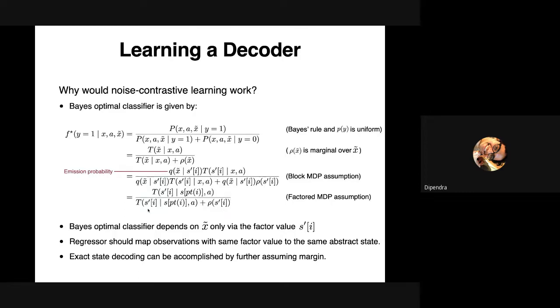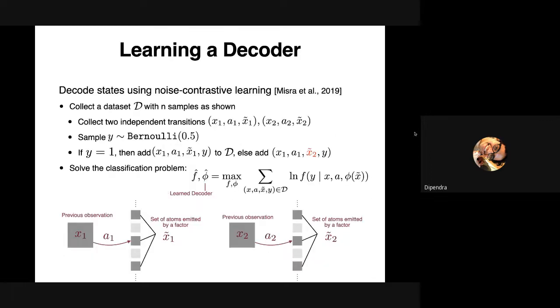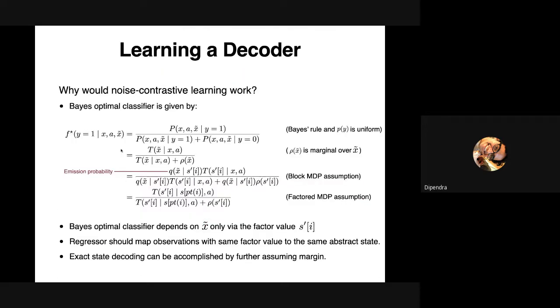A quick observation tells us that this only depends on the value of the factor s prime i and not the whole state s prime. So once we learn the Bayes optimal classifier, there's no reason for us to separate observations which come from the same factor value, because there's no signal to separate them. This also motivates why using a bottleneck construction over here allows us to still claim realizability, because this phi maps x tilde to 0, 1, and x tilde is only dependent on the 0, 1 value of s prime i. So we have realizability even with a bottleneck.